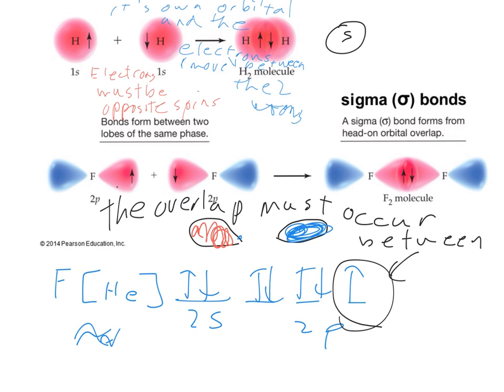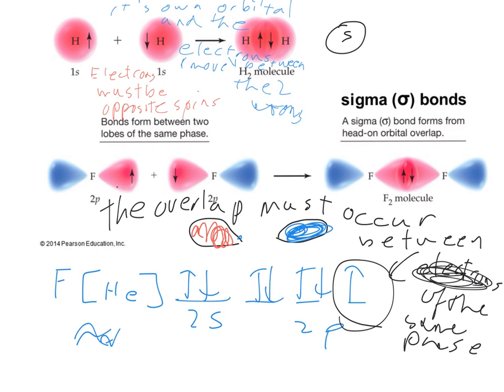The overlap must occur between the orbital parts of the same phase.